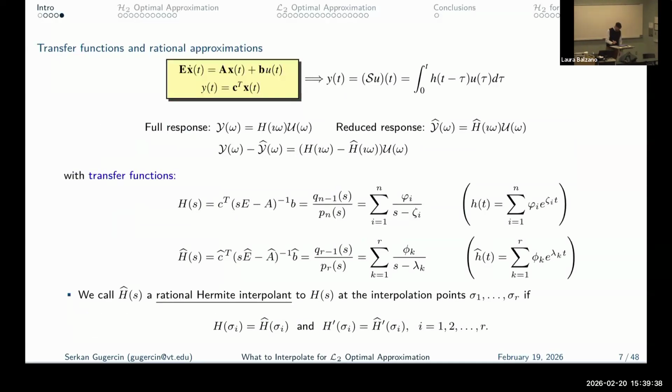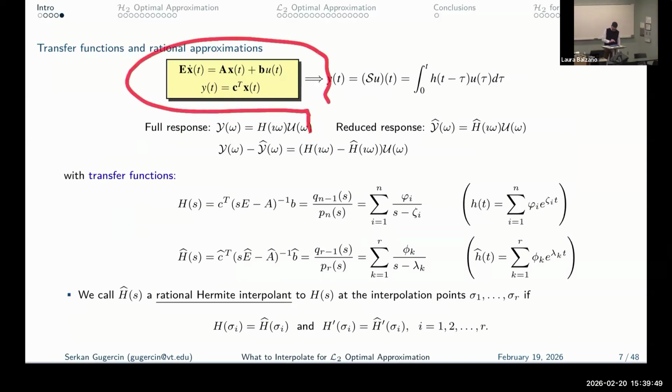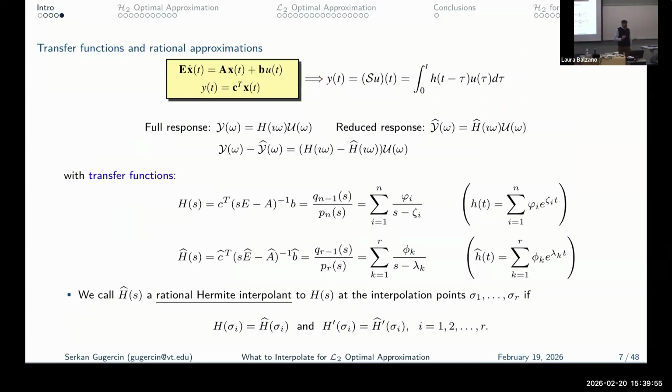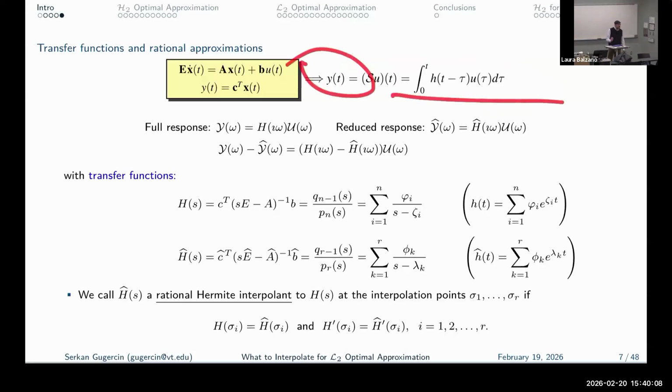Okay? So where the rational function comes in, why am I asking my reduced model H hat to be a rational function? For my dynamical system that looks like this, obviously, we know this from our first ODE class, the output Y can be written as a convolution integral. Okay? So there's a convolution kernel. We call it the impulse response. If you give me the input U, and I know this impulse response, I can convolve them, and I get my output.